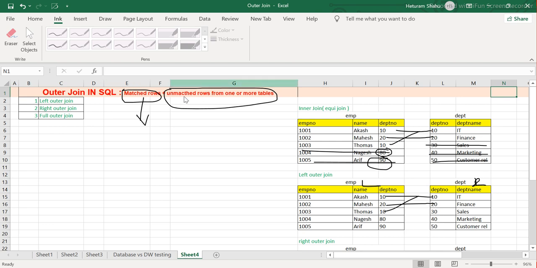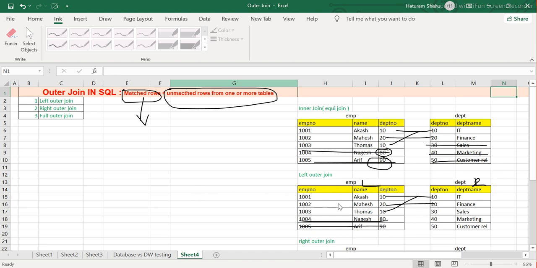The only difference is the unmatched rows from one or more tables, right? So in a left join, the unmatched rows from the left table will be displayed. And if there is no matching on the right side, in this case for this record and this record, both are not matching, right? So the department number and department name from this particular table will be displayed as null, because there is no joining.